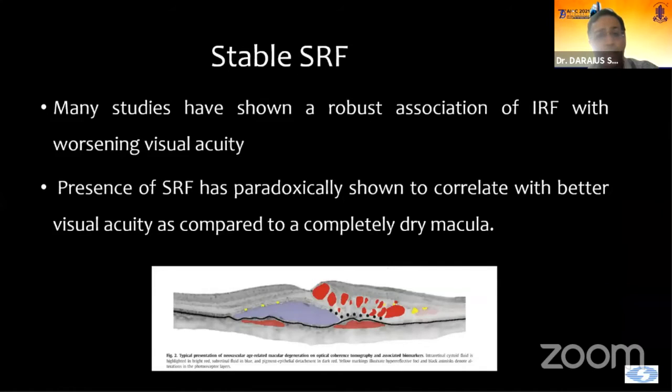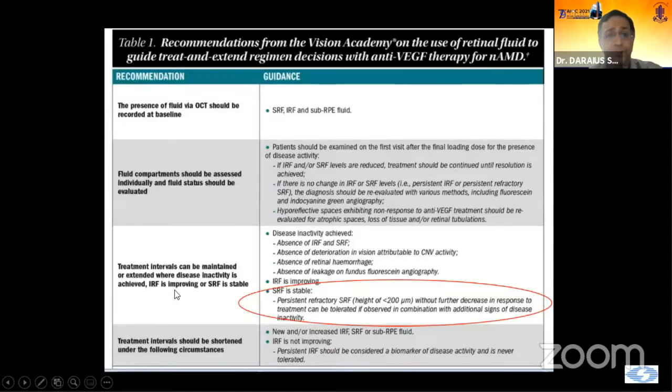So let's start with stable SRF. Many studies have shown a robust association of IRF with worsening visual acuity, but the presence of SRF is paradoxically shown to correlate with better vision compared to a completely dry macula. So these are recommendations for experts. And what is stable? How do you define stability?